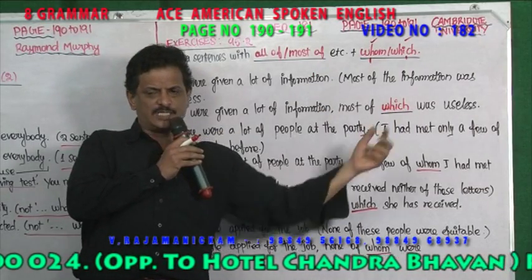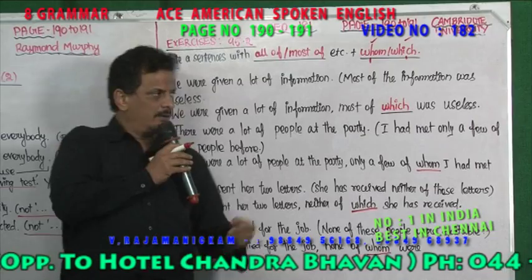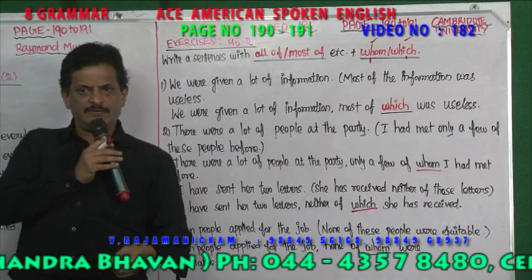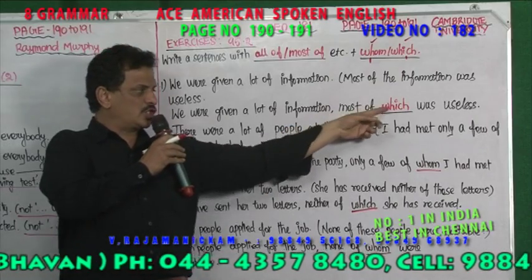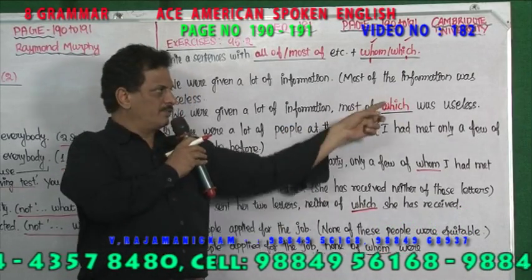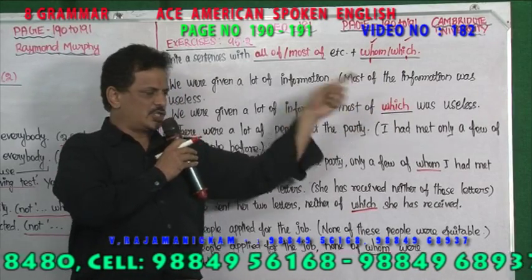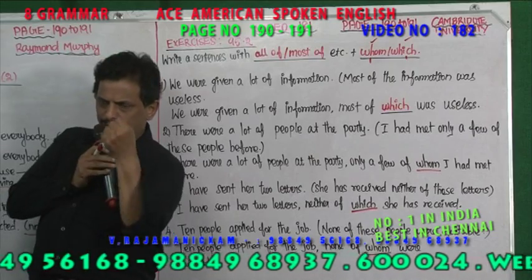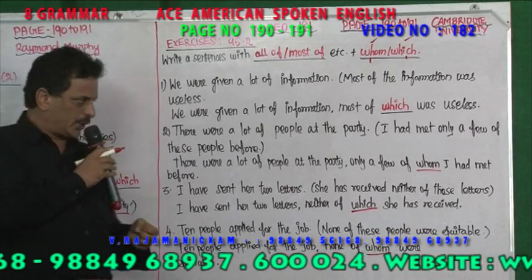This which stands for what? Which stands for a lot of information, right? Given a lot of information. So most of whom was useless. Is it correct? Wrong. Because whom stands only for a person. So most of which. When the object is a thing, you are using which.